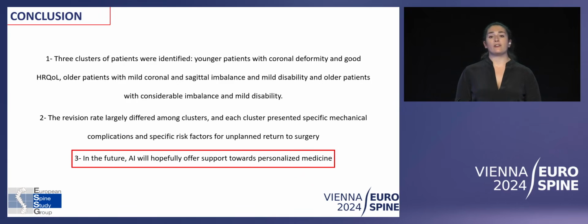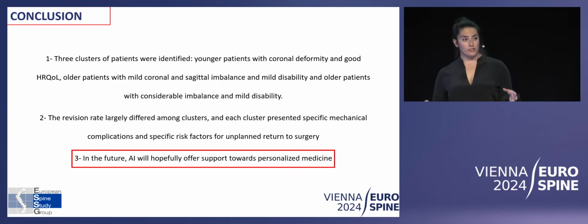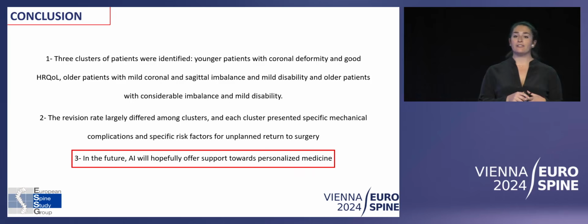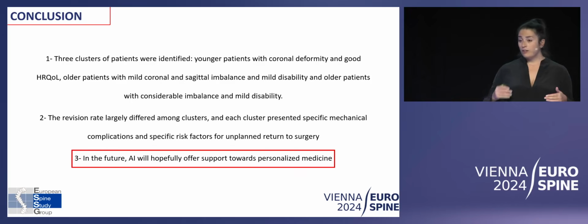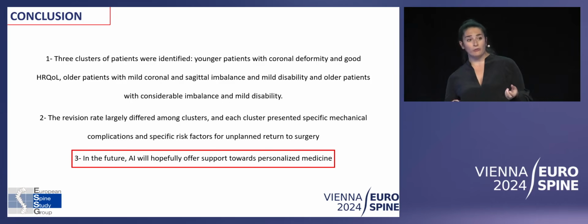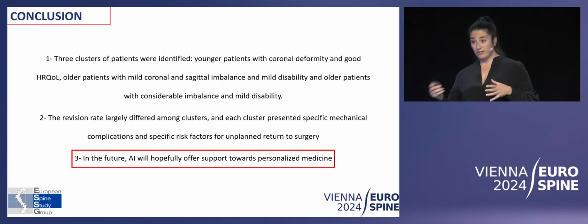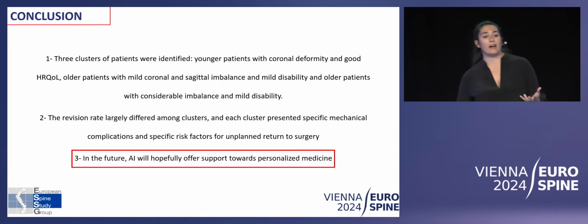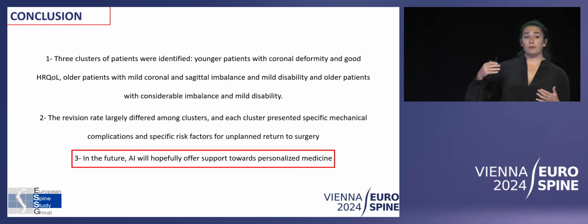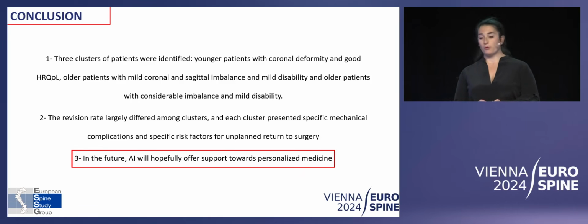So what is our take home? We could again find homogeneous clusters of patients with artificial intelligence, and for each cluster we could identify a specific rate of reoperation, a specific type of reasons for reoperation, and specific risk factors. Now, what we will be working towards, hopefully, is that AI will help us in the future, having much more data than we do now, identify the specific risk factors for the patient we're planning surgery on right now, and hopefully this will be a step towards personalized medicine.